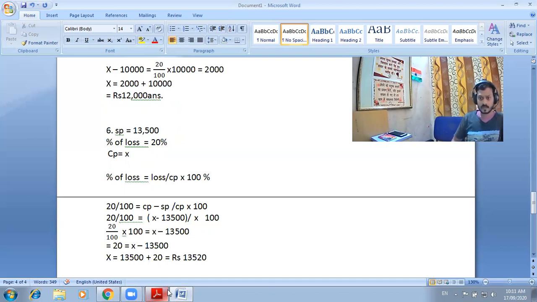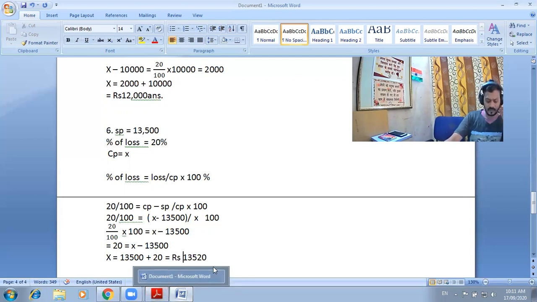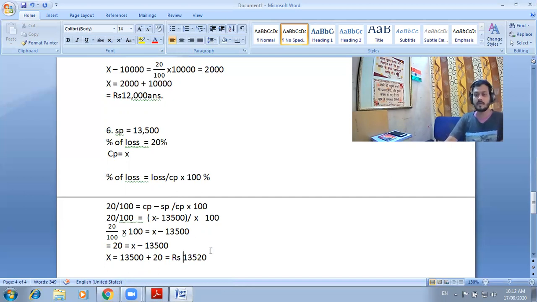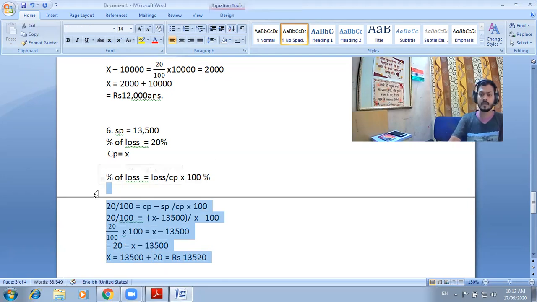So percentage of loss equals, okay, wait for this question. Some numerical values are put differently. What is given is that 13,500 is the selling price. That is the value of the selling price. We can try to solve this question again from the start, because there is some error.